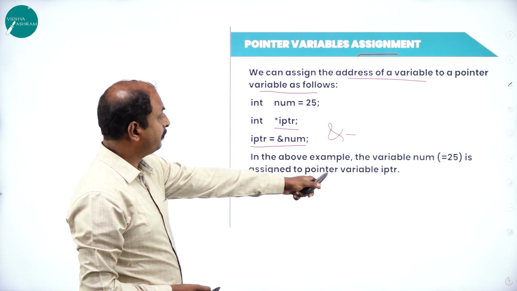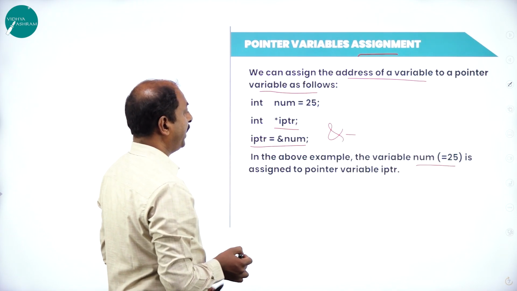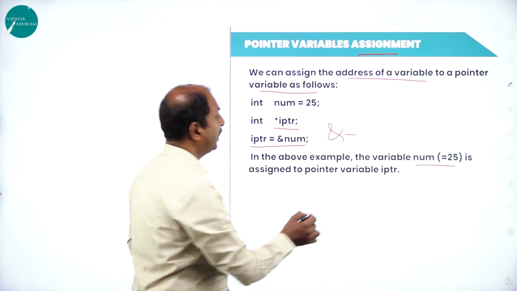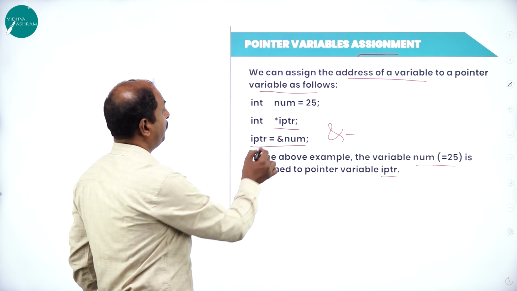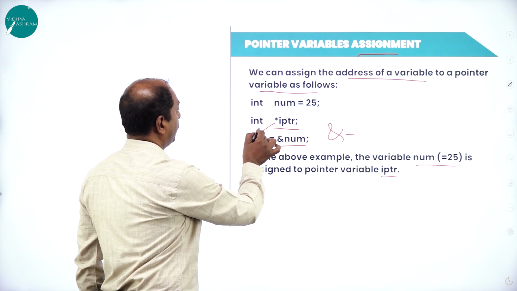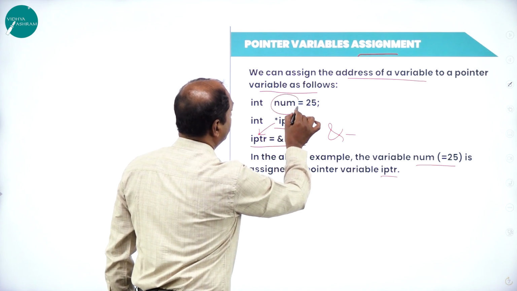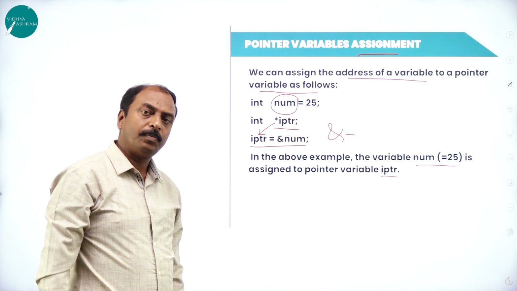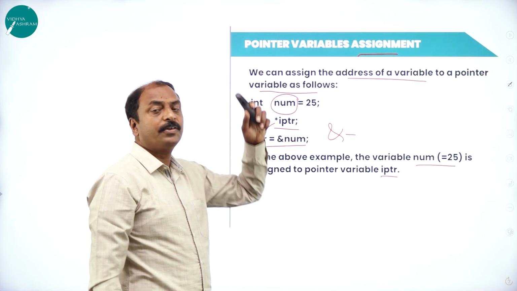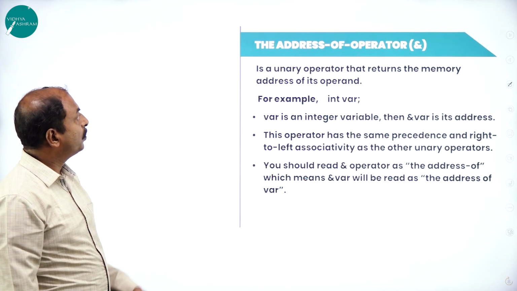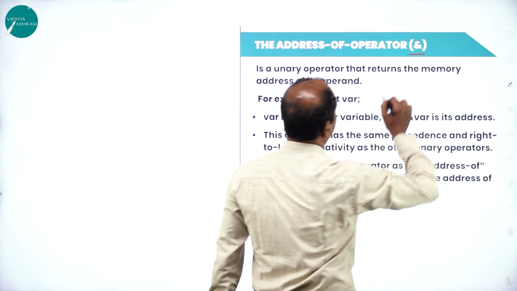So in the above example, the variable num is 25, and its address is assigned to the pointer variable iptr. What is the meaning of this? iptr, the pointer variable, stores the address of the num variable. That is the concept of a pointer. A pointer is a variable that stores the address of other variables. Now let us move on to the next slide. The next operator is address of, which we have seen in the previous slide.